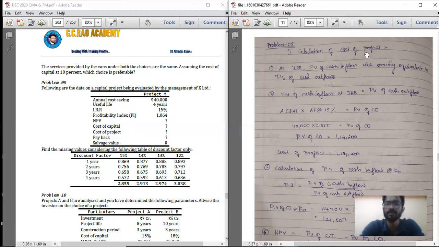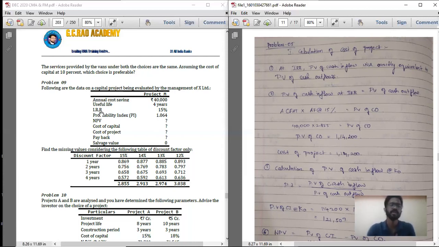Calculation of cost of project. Remember this: at IRR, that is internal rate of return, the present value of cash inflow will be equal to the present value of cash outflows, because IRR is calculated using discounted cash inflows. Yesterday we did this IRR problem. How did we do it? We computed the discounted present value factor at the lower end and at the higher end. Then we calculated the percentage of IRR.